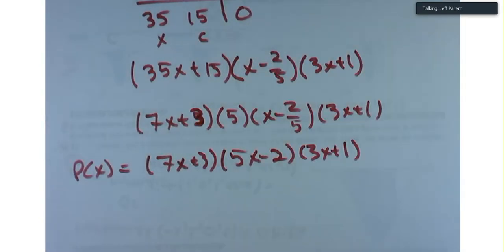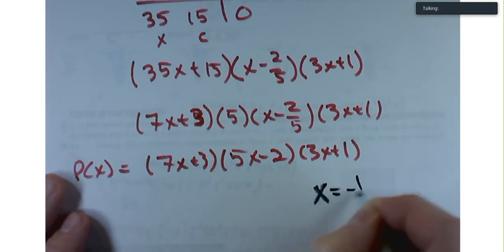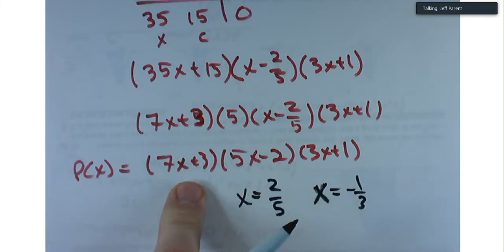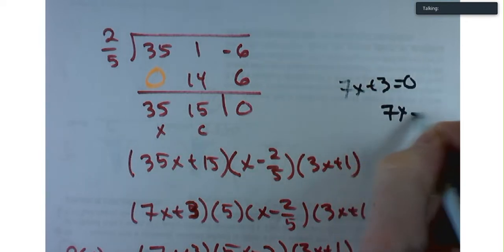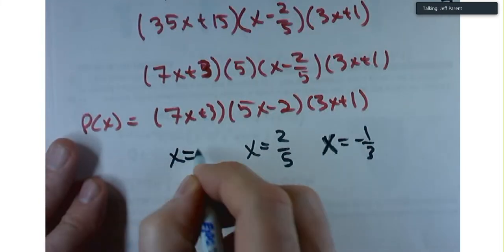But two of them we already got, right? Two of those roots were at x equals negative 1/3. So that's this one. Negative 1/3, x equals 2/5. And can you do that one in your head? What would that be? If you set that equal to 0 and solved, 7x plus 3 equals 0, 7x equals negative 3. What does x equal? Negative 3 over 7. Thank you, negative 3 over 7. So x equals negative 3 over 7.